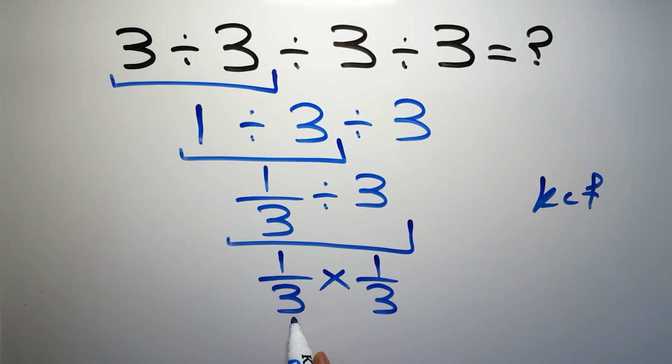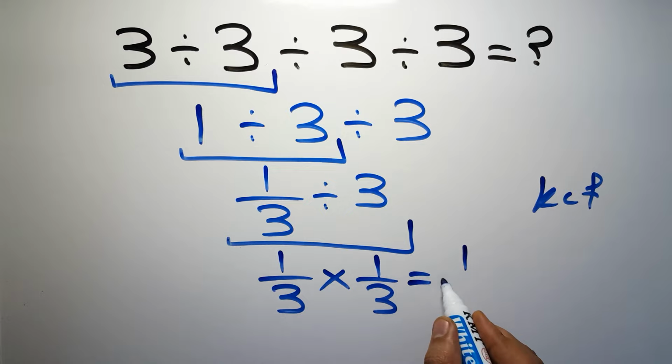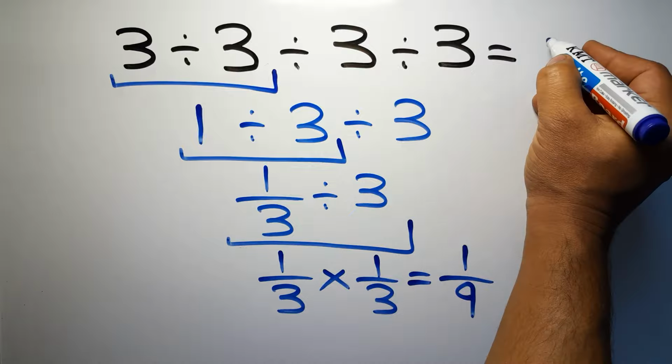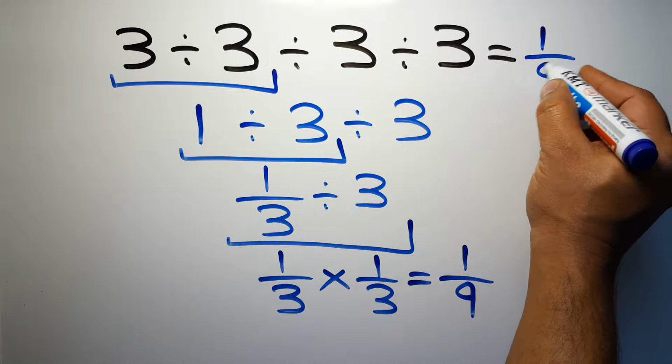So 1 over 3 times 1 over 3, which equals 1 times 1 gives us 1. So 1 over 3 times 3 equals 9. 1 over 9. And this is our final answer to this problem. The correct answer is 1 over 9.